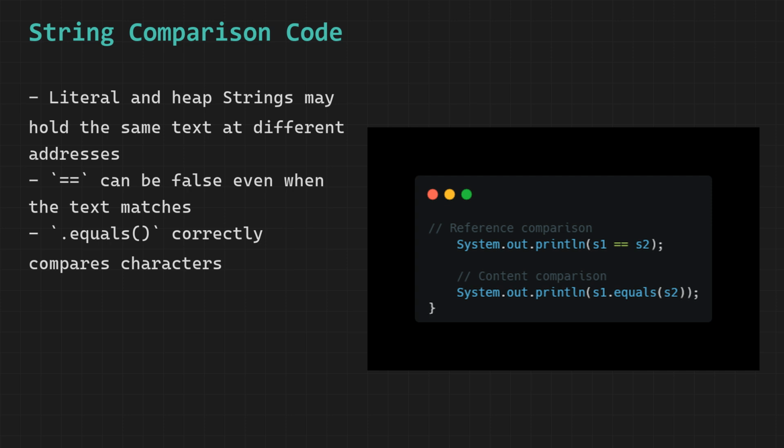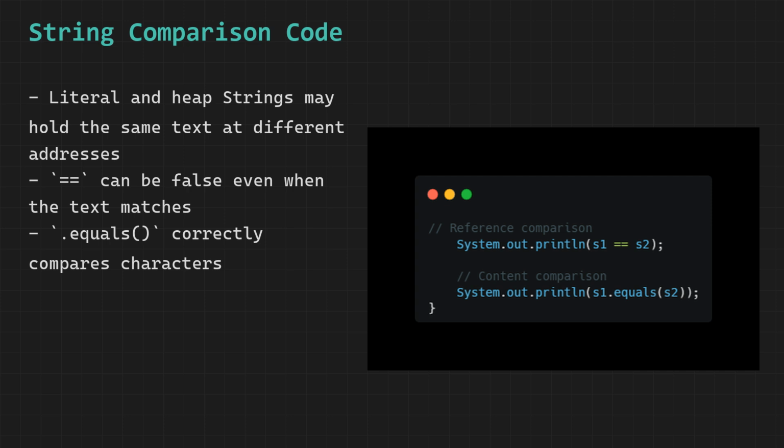S1 is created using a string literal. Java checks the string constant pool, finds that hello does not exist yet, creates it in the pool, and points S1 to that entry. S2 is created using the new keyword. Even though the text is the same hello, using new forces Java to skip the string constant pool entirely and create a brand new separate object in the regular heap memory. So now we have two objects in memory that both contain the word hello, but they are sitting at two completely different memory addresses.